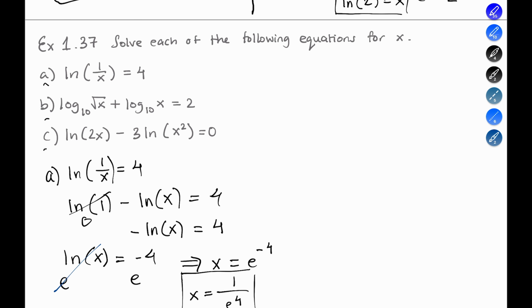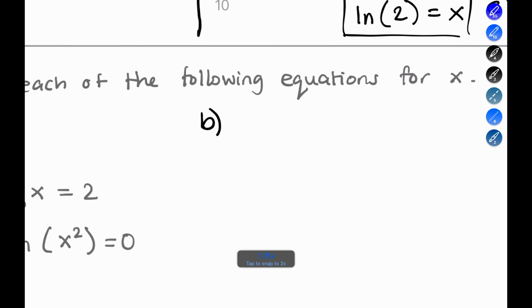Now moving on to b, I'll do it right over here. So b says log base 10 of the square root of x plus log base 10 of x is equal to 2. So the best way to approach this problem is to combine these two terms, and then we will find a way to simplify it. So let's work on it right now.